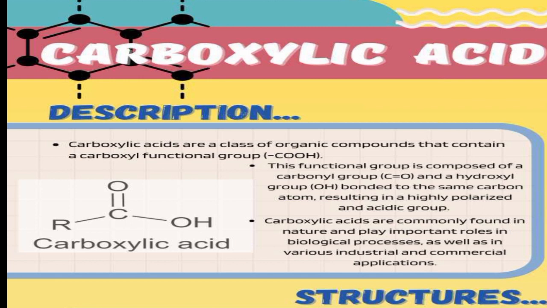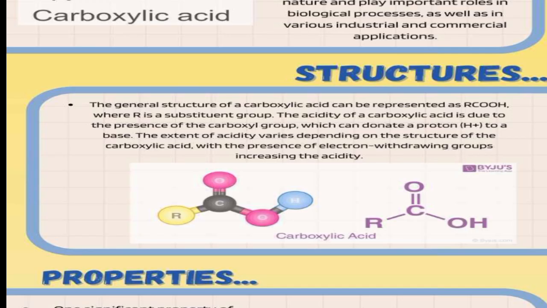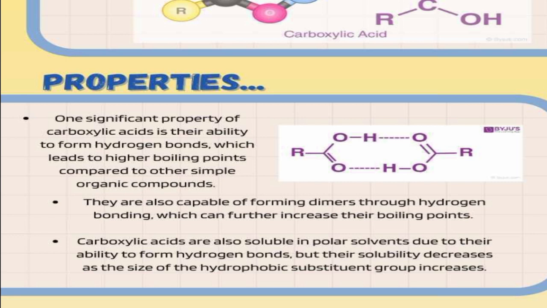Structures. The general structure of a carboxylic acid can be represented as RCOOH, where R represents a hydrocarbon group. The acidity of a carboxylic acid is due to the presence of the carboxyl group, which can donate a proton to a base. The extent of acidity varies depending on the structure of the carboxylic acid, with the presence of electron-withdrawing groups increasing the acidity.